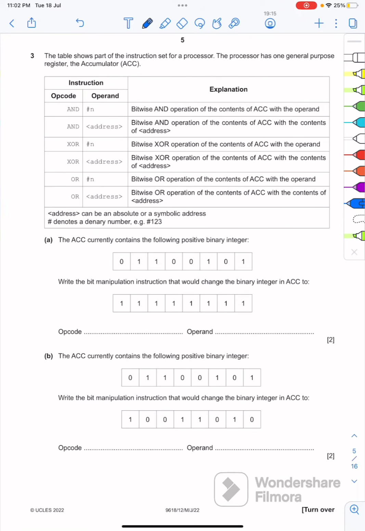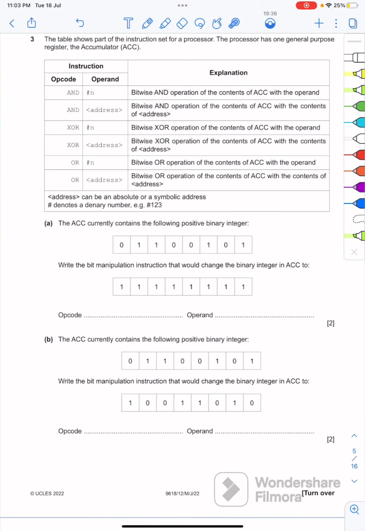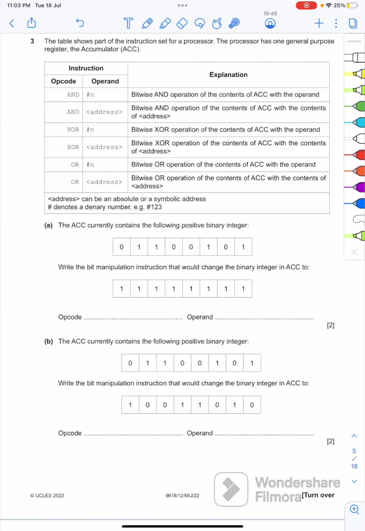All right, so question 3. The table shows part of the instruction set of a processor. The processor has one general purpose register, the accumulator, and here they've given you the table with the opcodes, the operands, and the explanations. So you don't have to memorize them. That's a common misconception a few students have. You will always be provided this table in your exam whenever you are given a question regarding assembly language. So do not worry, you just need to be familiar with how to use these opcodes and operands, right?